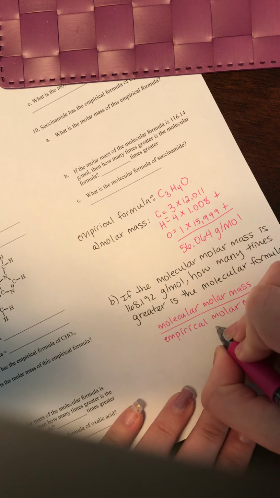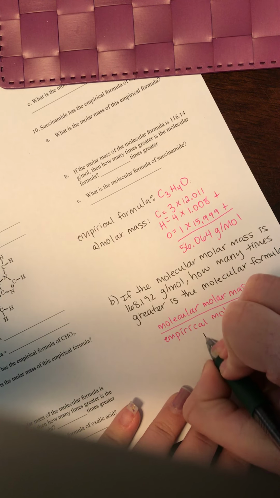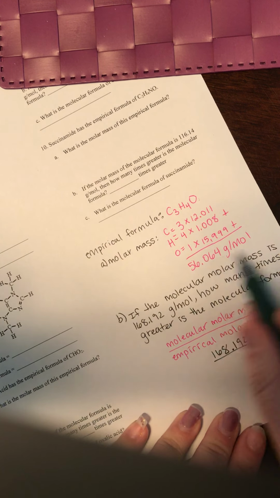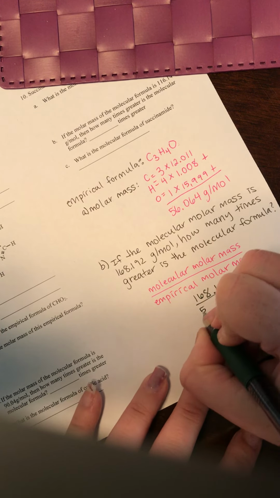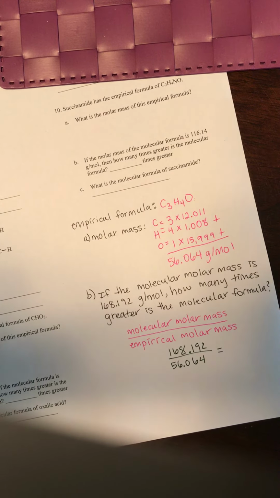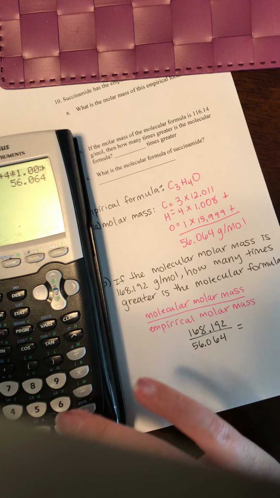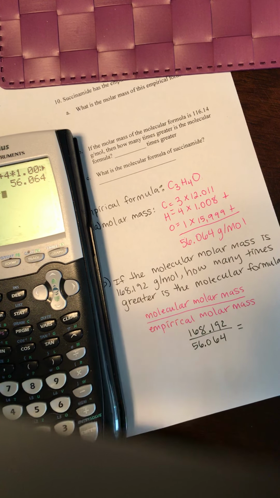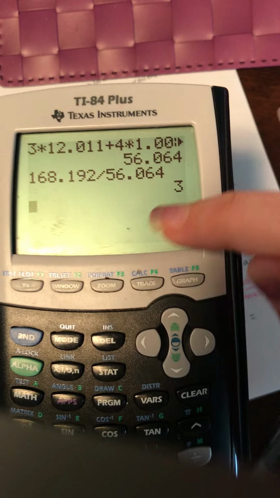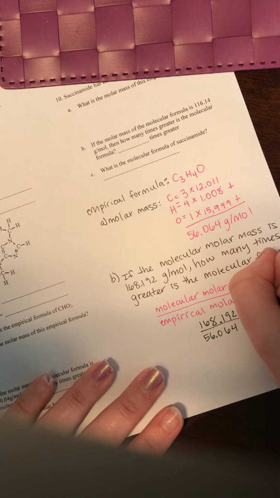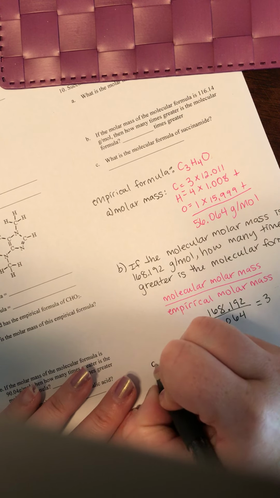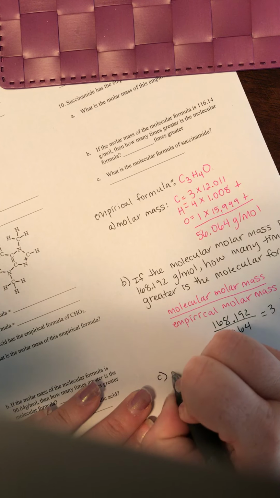So I'm going to go ahead and write that down. It's going to be 168.192 divided by the mass we just solved for in part A, which is 56.064. All right, so I'm going to go ahead and divide those. 168.192 divided by 56.064. Okay, and I got exactly 3. So how many times greater is it? It's 3 times greater.